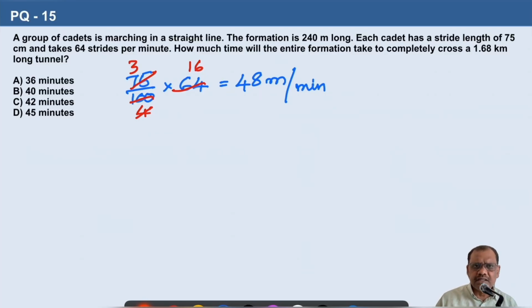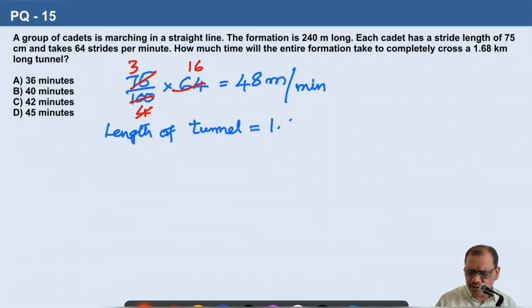Now, the length of the tunnel. The length of the tunnel is given in kilometers. The length of the tunnel is 1.68 kilometers. So convert this into meters. This should be multiplied by 1000, so the decimal point moves 3 digits to the right. That is 1680 meters. This is the length of the tunnel.